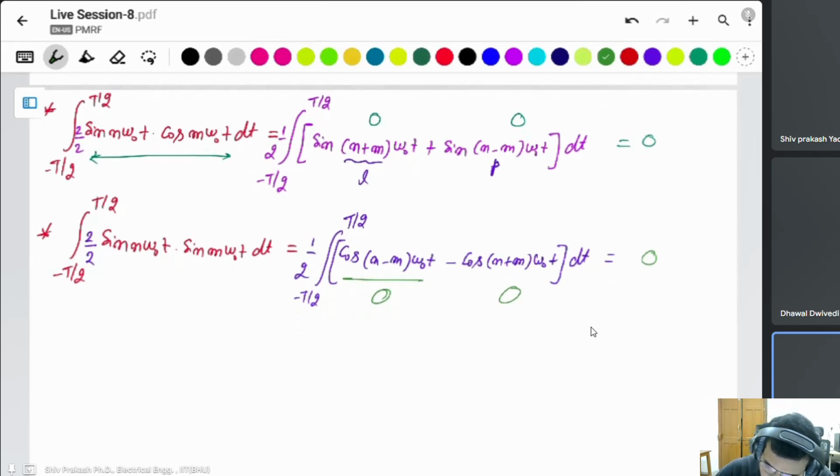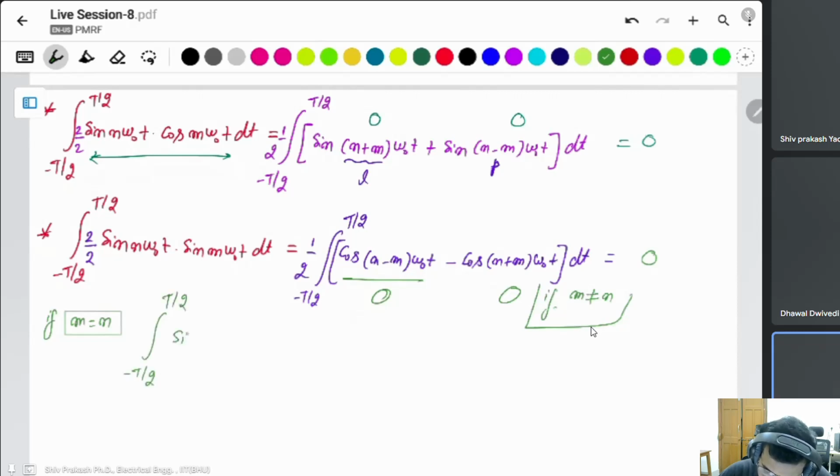Then suppose m is not equal to n, in this case this value will be 0. But what happens if m is equal to n? It means integration from minus T by 2 to T by 2 of sine square n omega naught t. If m is equal to n, it means both are the same, and it is a sine square signal. In this case, it is not 0.